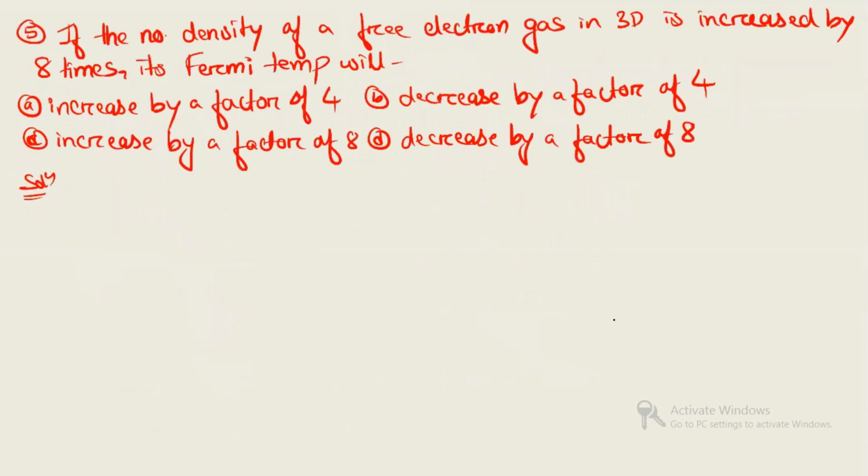Next, let us see question number 5. Here it is said if the number density of a free electron gas in 3 dimensions is increased by 8 times, its Fermi temperature will increase or decrease by a factor of 4, or increase or decrease by a factor of 8.